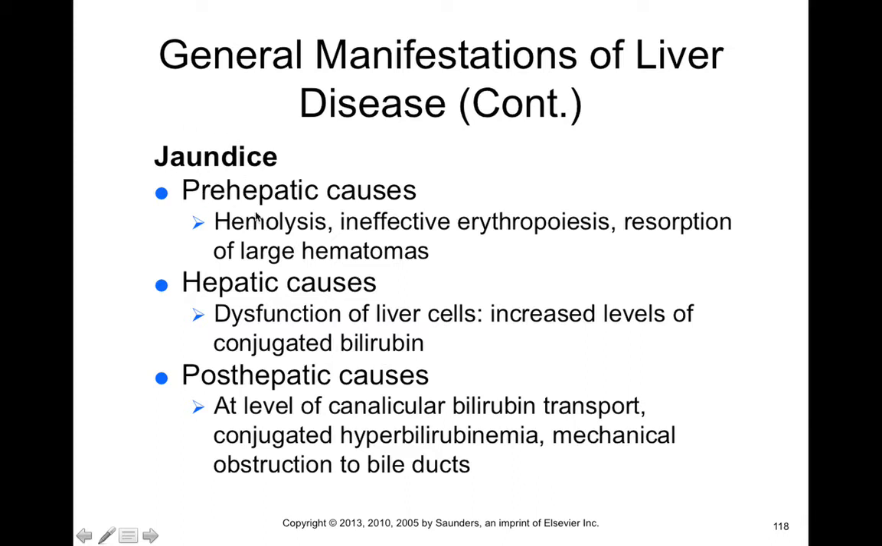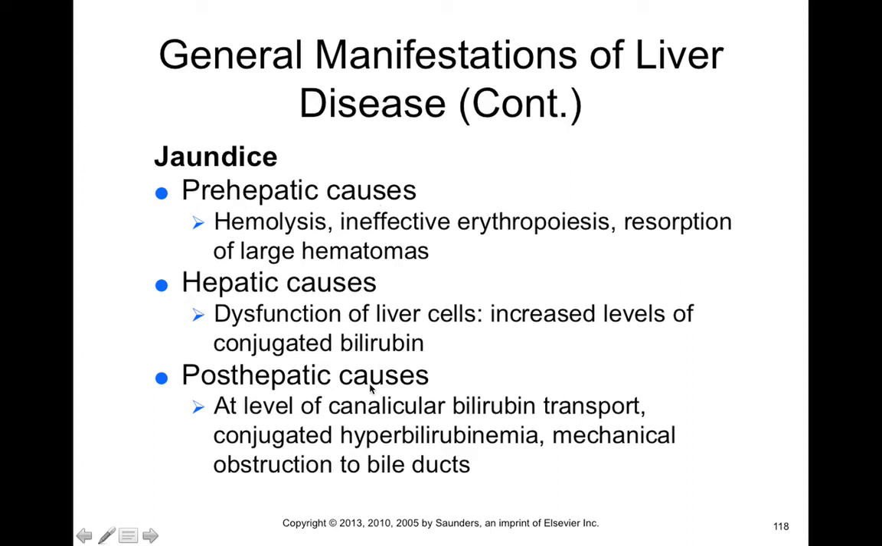Otherwise, not all forms of jaundice are necessarily caused by liver failure. We have prehepatic and posthepatic causes of jaundice. Prehepatic jaundice would be caused by hemolysis, or abnormal breakdown of red blood cells, or ineffective erythropoiesis, or even resorption of large hematomas. So it's due to something other than the liver, things that come before the liver: you might have abnormal breakdown of red blood cells, abnormal red blood cell production, so they might just be malformed, or even blood clot formation. Once that's resorbed, that can lead to a lot of bilirubin in the bloodstream. So these are all prehepatic causes of jaundice.